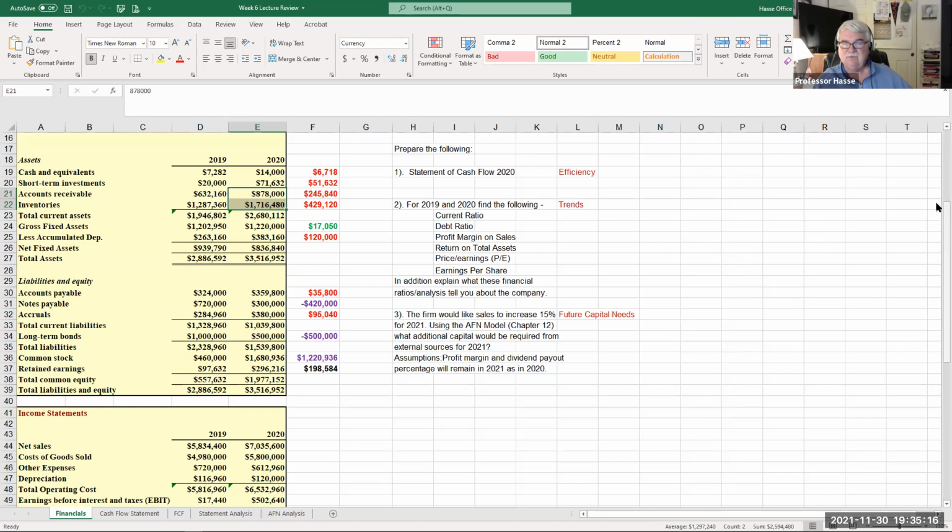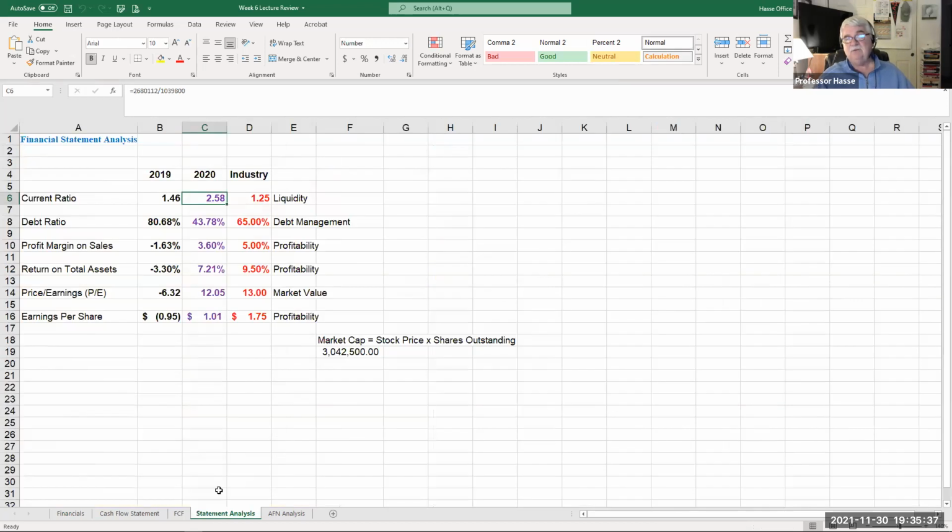And that's why it's a very interesting way of looking at a company, how they collect their receivables and what their inventory situation is. I'm sure you work for some organizations where inventory management is very important to your company. But notice in this company, their inventories and receivables are high, thus their high current ratio, dramatically higher than 2019 and dramatically higher than the industry average.